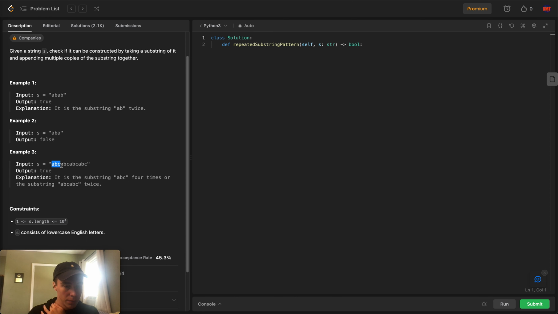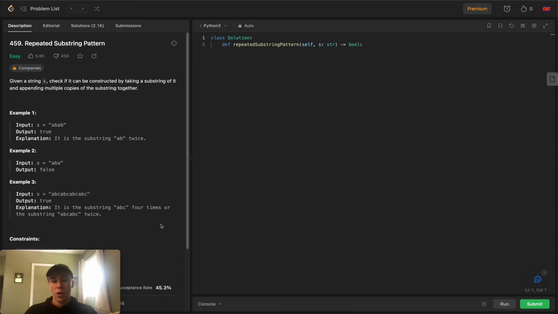Lastly, we have an example here, which is ABC, ABC, ABC, ABC, and we can see that if we take ABC four times, then we can actually get the input string. Okay, well, with that, I think we're ready to start thinking about the solution.